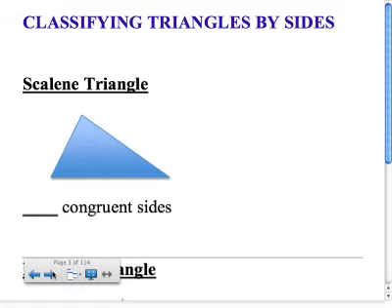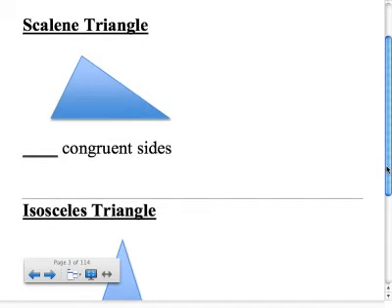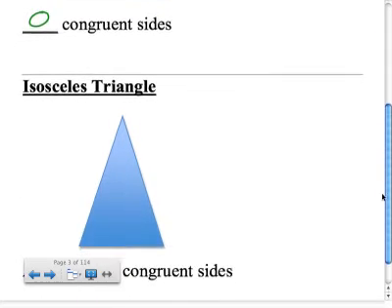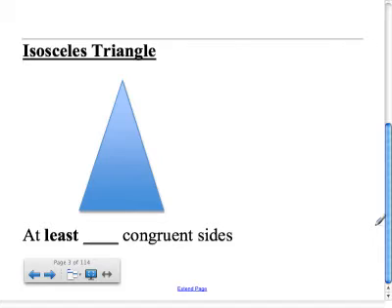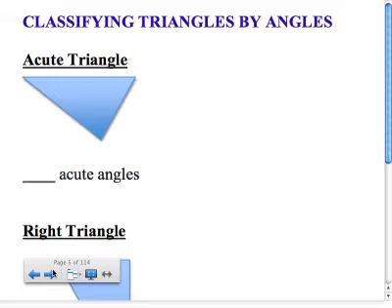Okay? So real quick, classifying a triangle: we can classify a triangle by its sides and/or by its angles. A scalene triangle has 0 congruent sides. Every side is a different length. An isosceles triangle has at least 2 congruent sides. It could be all 3 congruent sides as well, but isosceles is at least 2 congruent sides. And an equilateral triangle has 3 congruent sides. Notice an equilateral triangle is also an isosceles triangle.